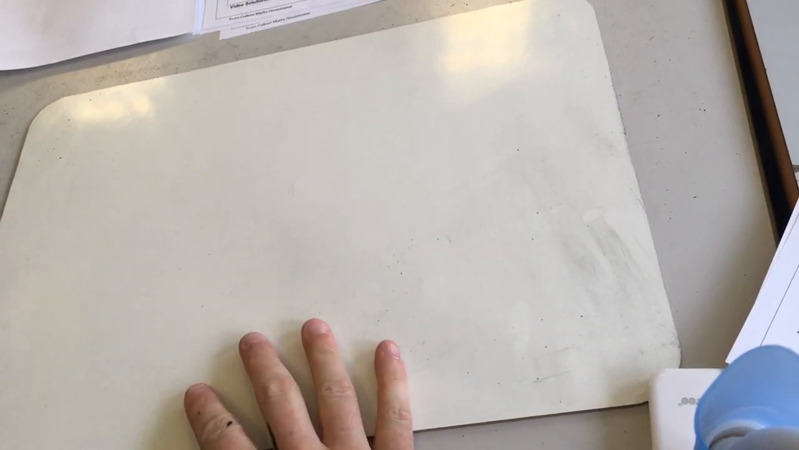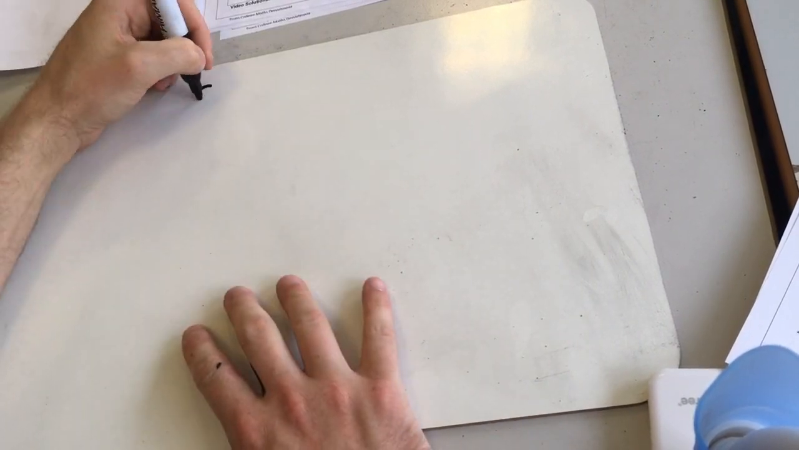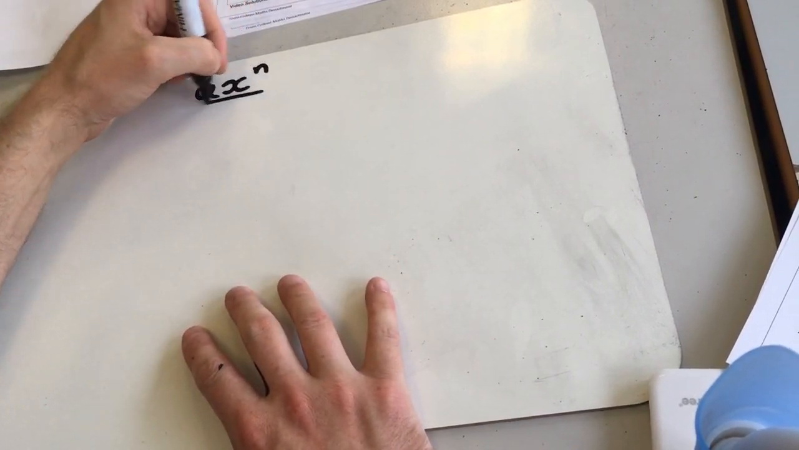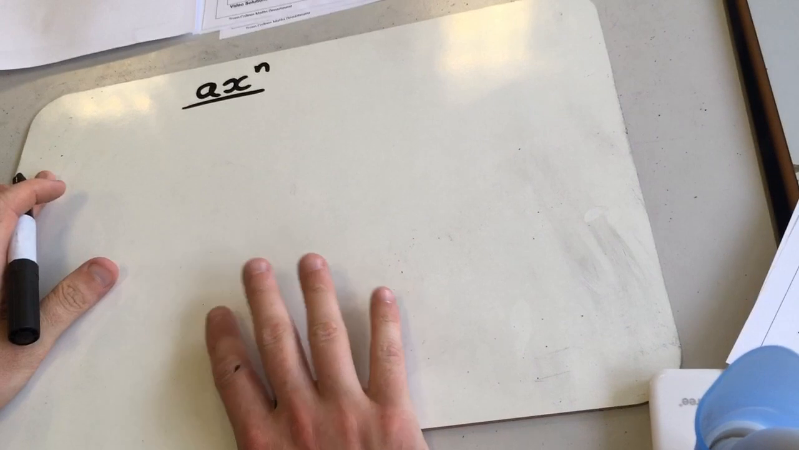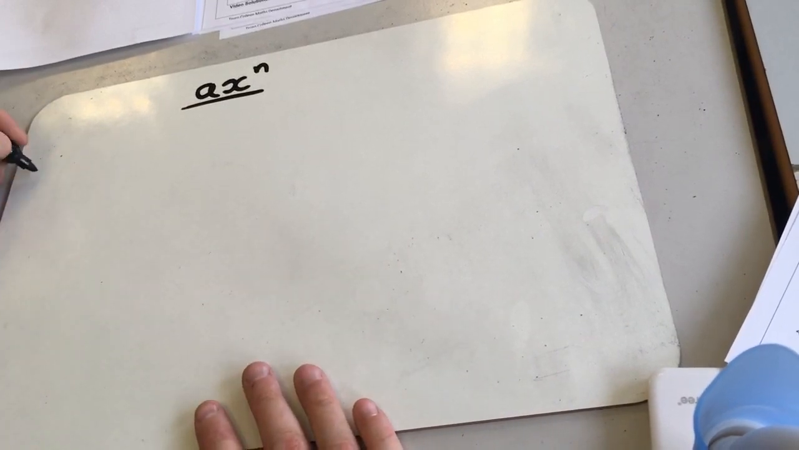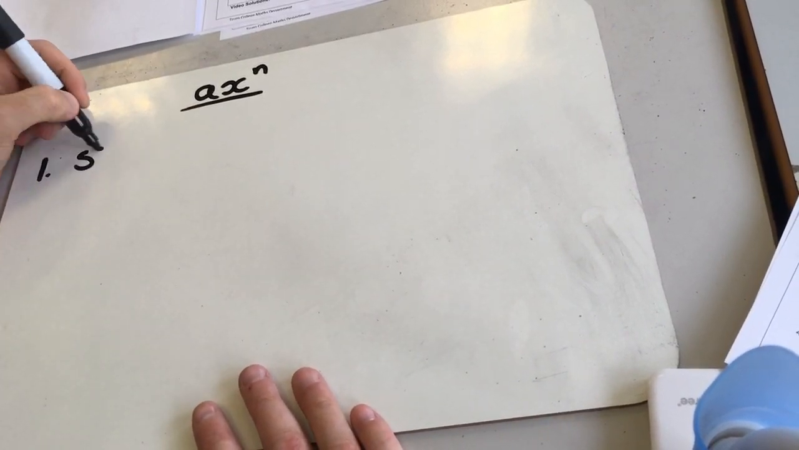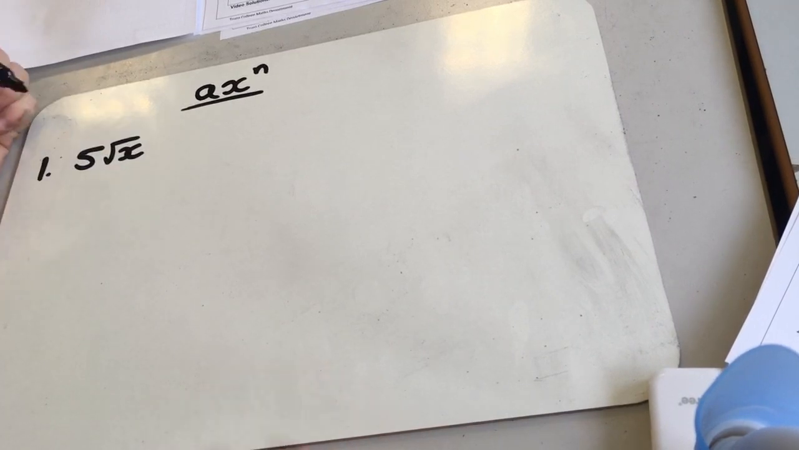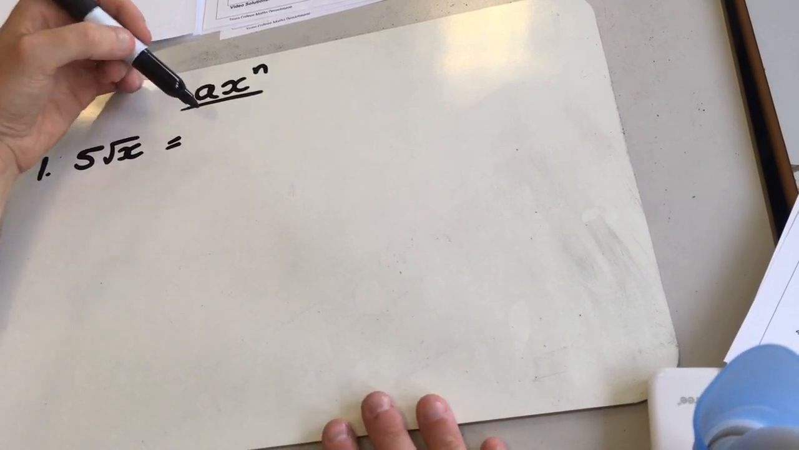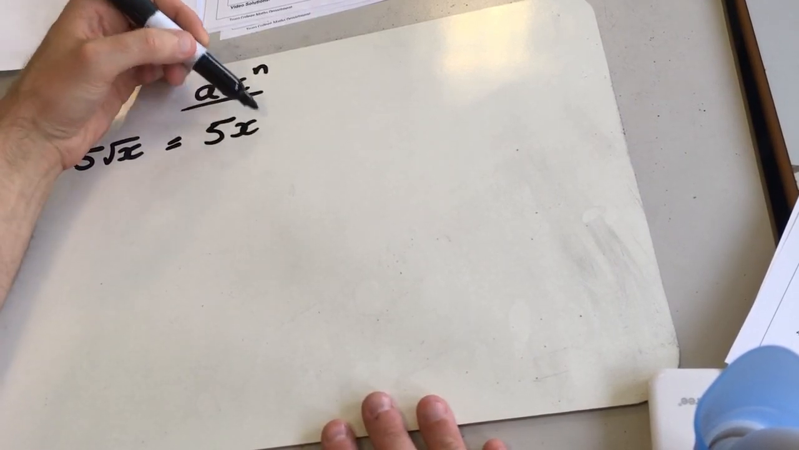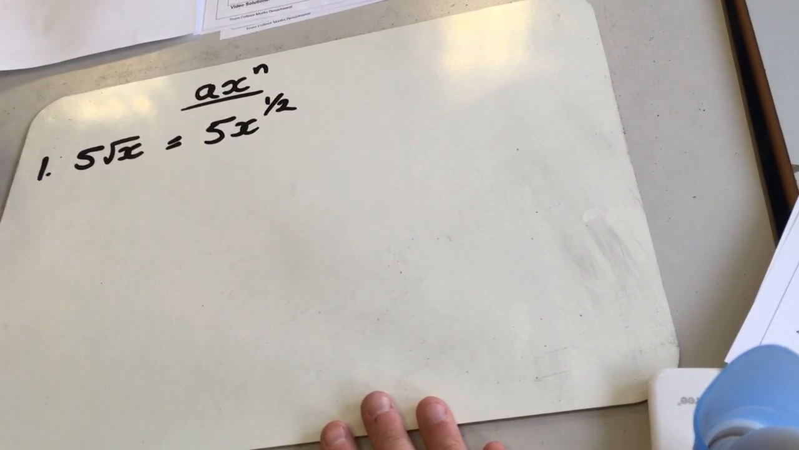Okay, exercise 2b, so still sticking with indices. So we're trying to write these ones in the form ax to the power n, which is a little bit more tricky, but these are very, very common in A-level maths. So first one is 5 root x. So we need to realise with this one that the square root is the same thing as to the power of a half. So we're going to write this as 5x to the power 1/2.